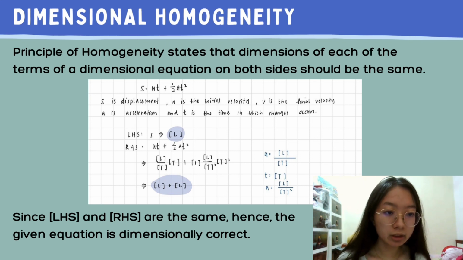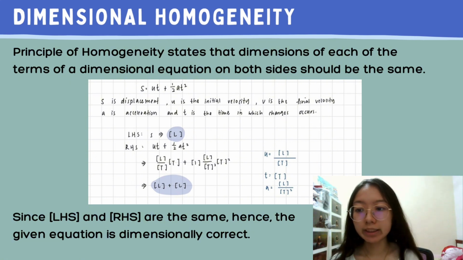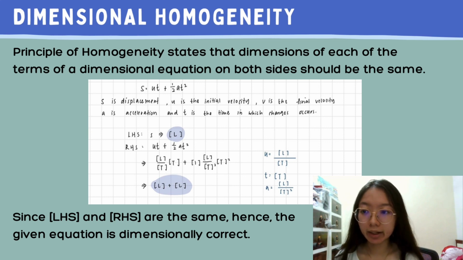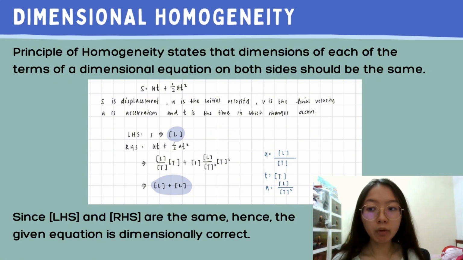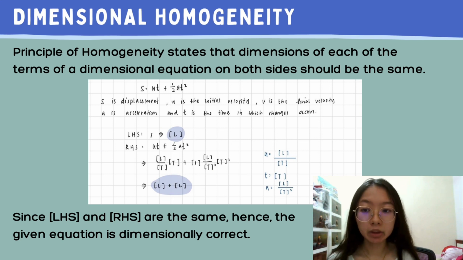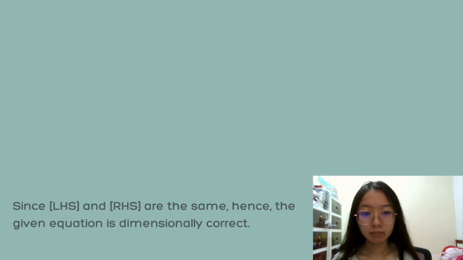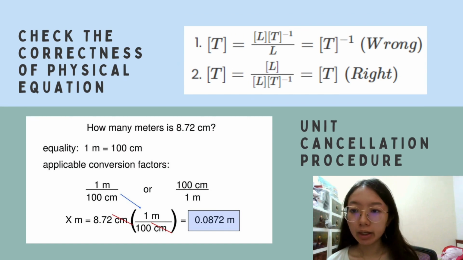in which changes occur. So first we consider the dimension on the left hand side, which is the length, and then consider the dimension on the right hand side, and we write out the dimensions for each term on the right hand side. Then we cross out the same ones, and please be reminded that the pure numerical factor, in this case 1 over 2, has no dimensions, therefore it can be ignored. So since the dimension on the left hand side and the right hand side are the same, hence by the principle of homogeneity, the given equation here is dimensionally correct. Therefore, you can apply dimensional analysis to check the correctness of a physical equation.